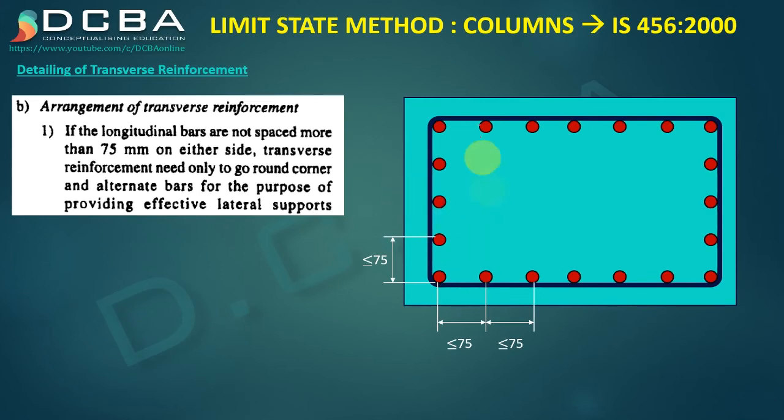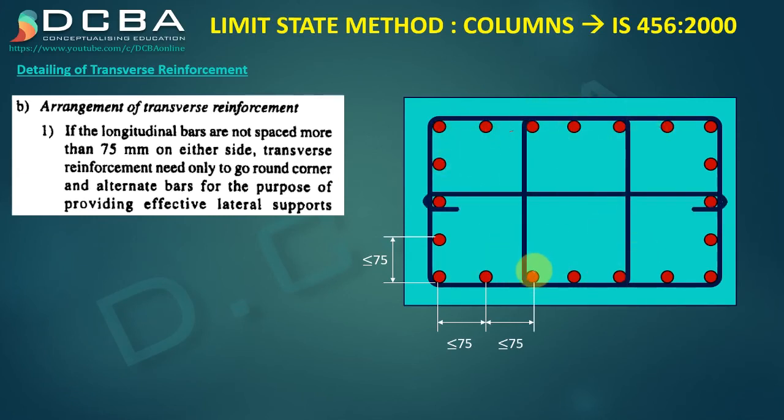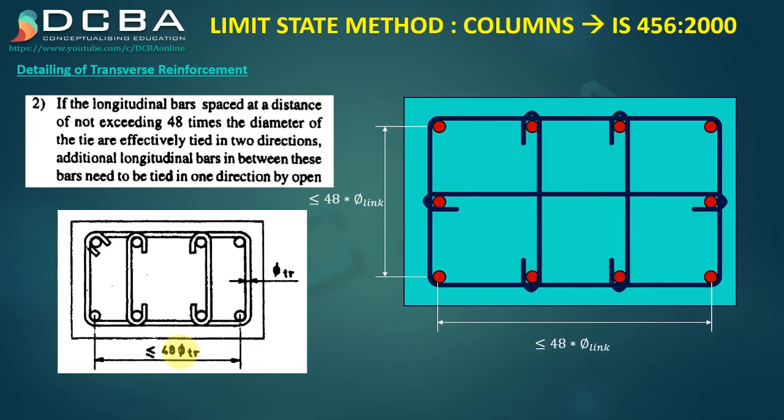what it is saying is that you don't have to provide this transverse reinforcement at all the bars. Okay, you can skip alternate bars and you can provide like this. Okay, so you can skip these alternate bars for that, and you can provide a reinforcement. This is the first detailing if the spacing is less than 75.